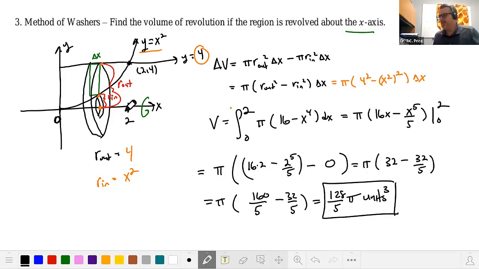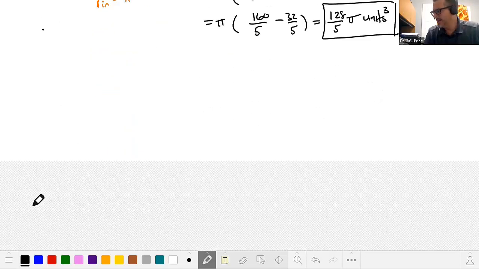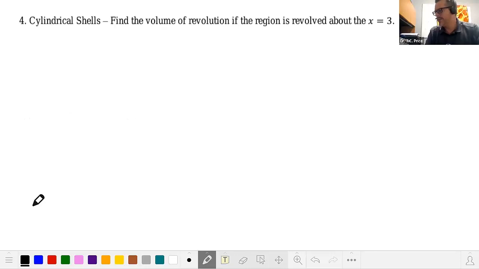Okay, so that finishes off the method of washers. And now let's go on to my favorite method here, cylindrical shells. And so down here at the bottom, we have our cylindrical shells.